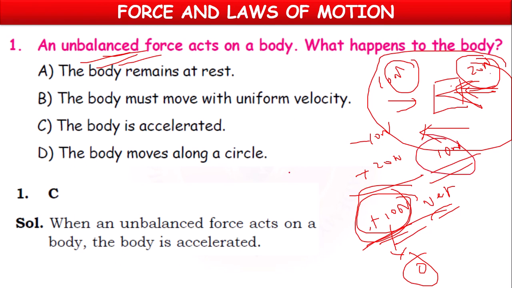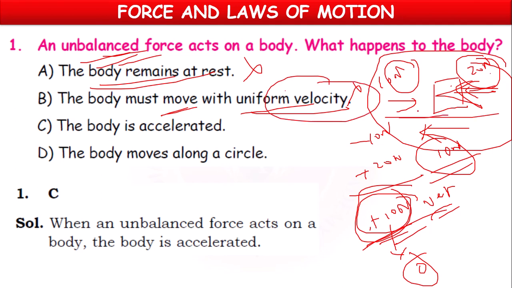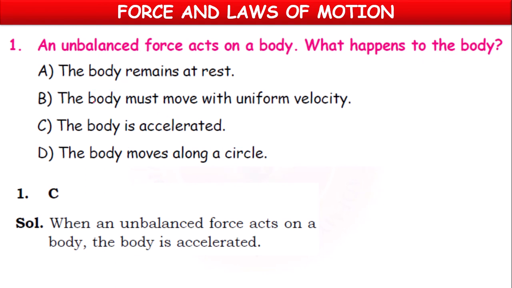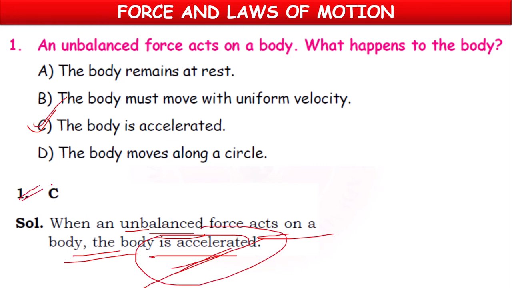Because of the net force, the body cannot remain at rest. Option A is wrong. Must move with uniform velocity is wrong. We cannot tell whether it will move with uniform velocity or not, because it depends on the friction offered by the floor. Previously it was at rest, but now its velocity is increasing, so the body is accelerated. That is correct. The body moves along a circle, that also we cannot clearly tell, whether it is moving in a circle or a straight line. Out of the 4 options, only 1 option is definite. Whenever an unbalanced force acts on a body, the body should be accelerated. So option C is correct.